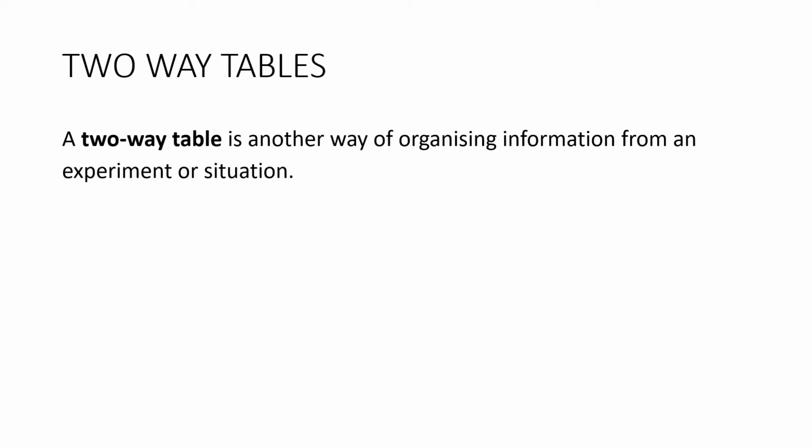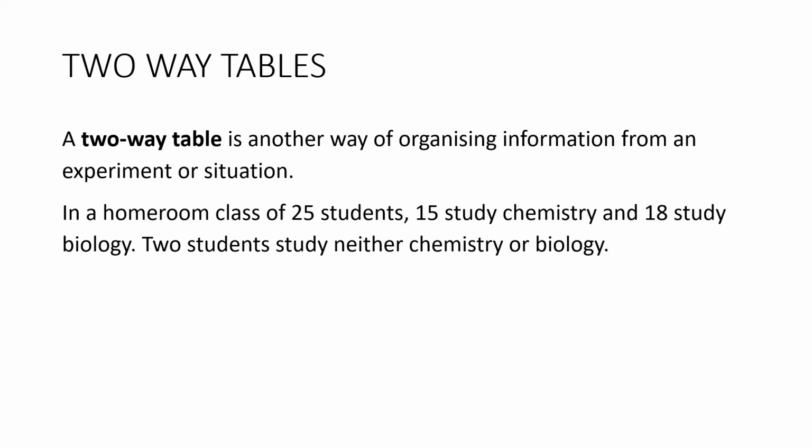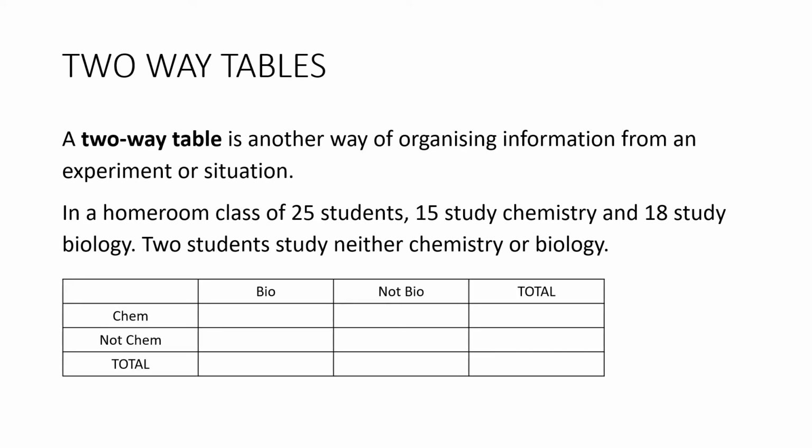Now let's look at two-way tables. They're just another way of organising information from an experimental situation. Some people prefer two-way tables, some people prefer Venn diagrams. Here's the same question. 25 students, 15 study chemistry, 18 study bio, 2 students study neither chemistry nor biology. And here's our two-way table. Have a look how it's different.